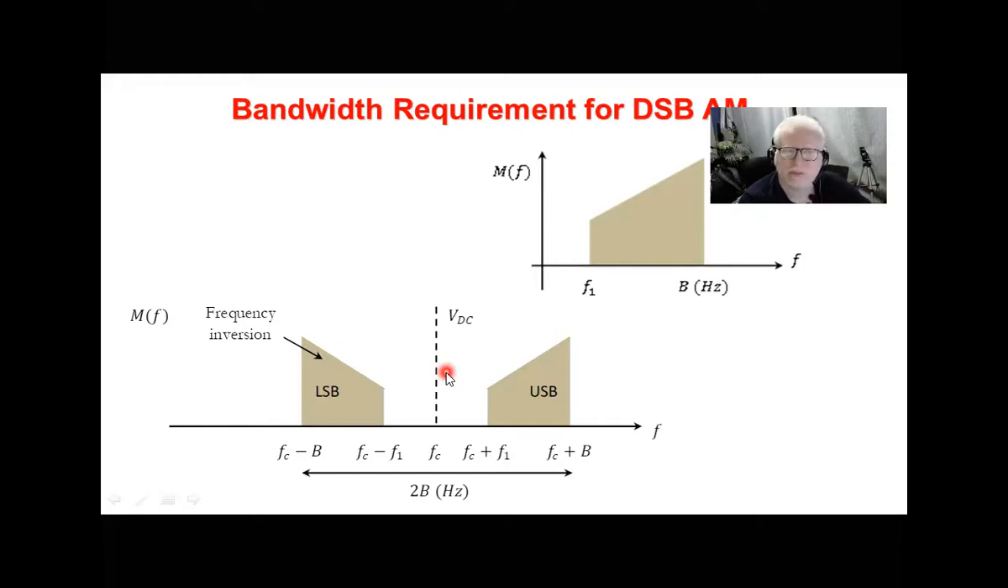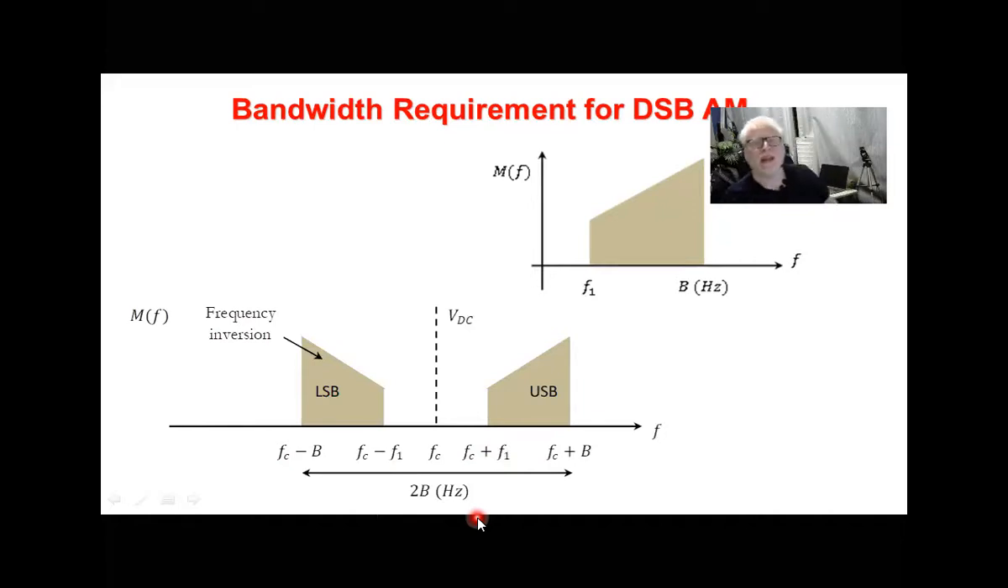Now the question is, in order to transmit this message using double-sided band AM modulation, what bandwidth is needed? Basically, the bandwidth needed is this region, starting from the minimum frequency you have, which is FC minus B, till the maximum frequency you have, which is FC plus B. This is the total bandwidth that you need to dedicate, that you need to buy, in order to send your message. That means you need a bandwidth of 2B.